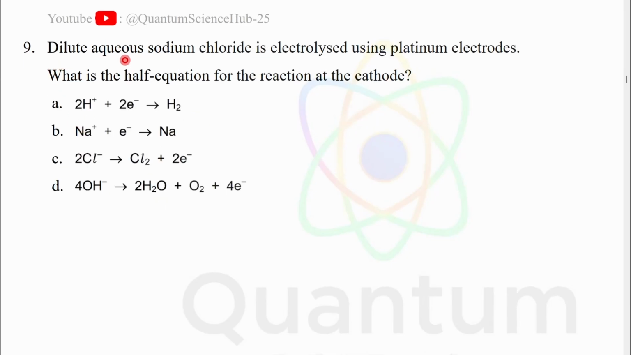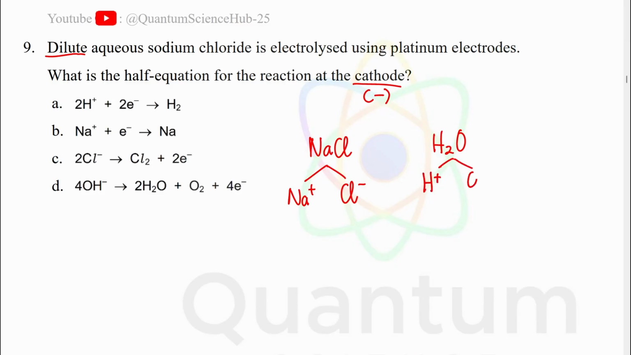Question 9. Dilute aqueous sodium chloride is electrolyzed by using platinum electrodes. What is the half equation for the reaction at the cathode? Okay, this is almost the same as the previous question. Cathode. What is cathode? Negative electrode. So it is dilute, right? So we have NaCl, and from the water we have H2O. So NaCl is Na+ and Cl-, while from the water it is always H+ and OH-.